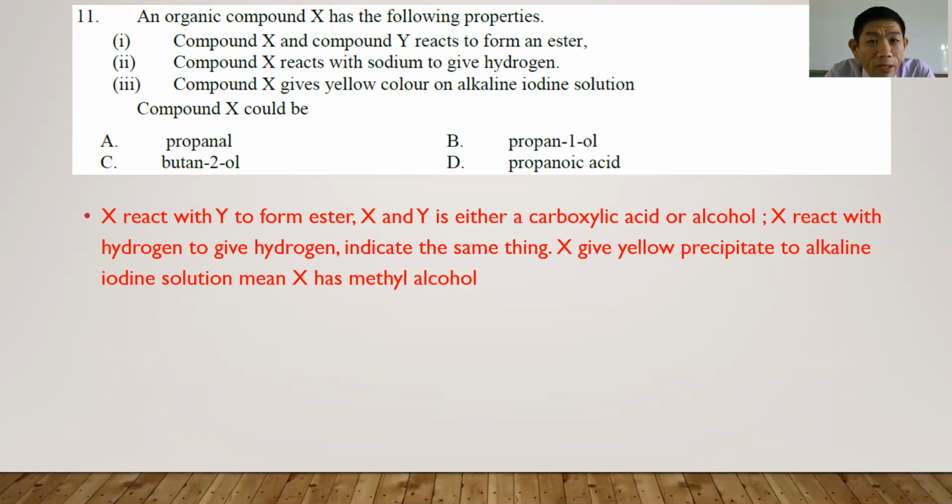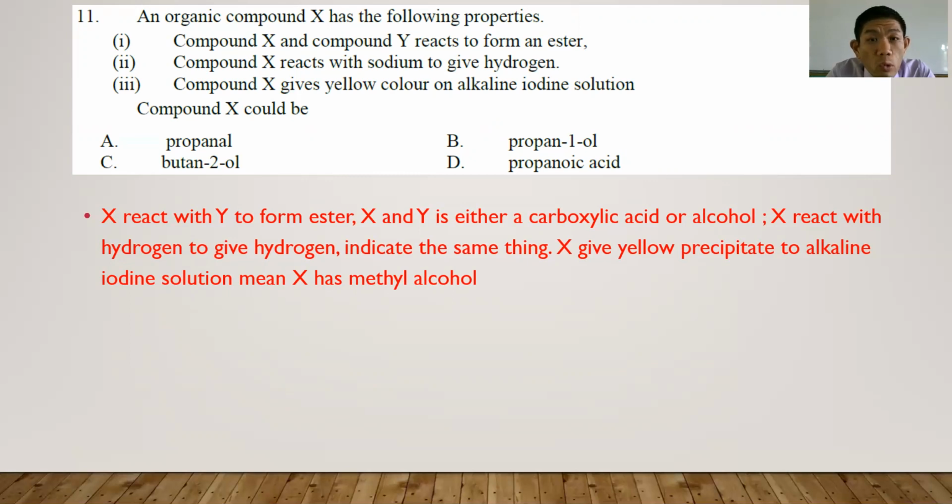So A, propanol. Can propanol be used to react to form ester? Cannot. So A is out from our choice. B, propan-1-ol. So it can react with another compound to form ester, correct? It can also react with sodium to give hydrogen, also correct. However, it does not give yellow color to alkaline iodine solution because it does not have this methyl alcohol group, the CHOHCH3 group. So B is also wrong.